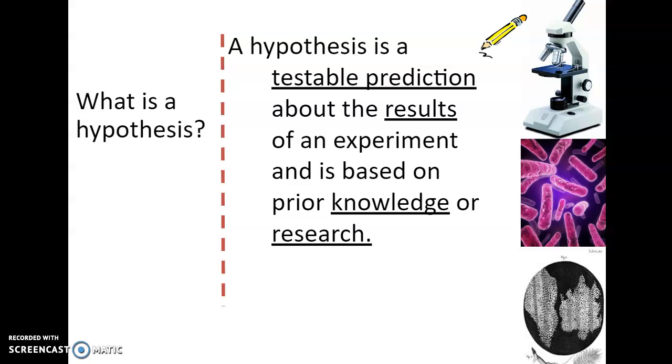Okay, so now that we've gone over what a scientific question is, let's talk about what is a hypothesis. So a hypothesis is a testable prediction about the results of an experiment and is based on prior knowledge or research. So important part to notice here, it's based on prior knowledge or research. We don't go in and create hypotheses blindly. We base them on something we know in the past or some sort of research that we've done before.